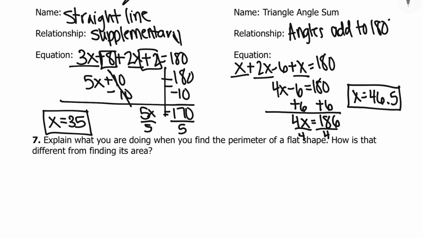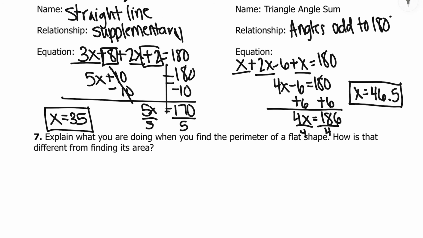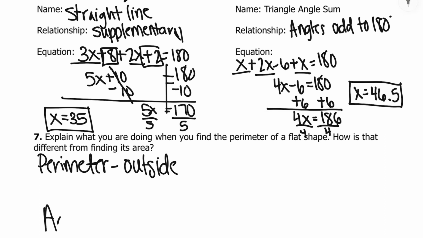Okay, so number 7, it says, explain what you're doing when you find the perimeter of a flat shape. How is that different from finding its area? So perimeter is the outside. That's a good indicator. And area is inside. Those are the difference there. Perimeter is looking at the boundary.